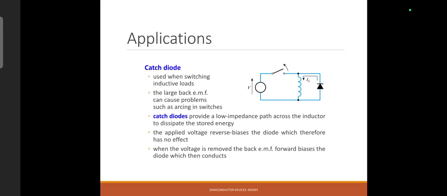Next one is the catch diode. A catch diode is also called a flyback diode or freewheeling diode. It is used when switching inductive loads such as relays, motors, and solenoids. When power is switched off, the collapsing magnetic field produces a high reverse voltage called back electromotive force, or back EMF. The high voltage can damage electronic switches. The catch diode provides a safe path for the stored energy, protecting the circuit from voltage spikes.